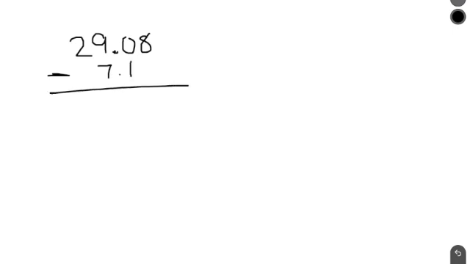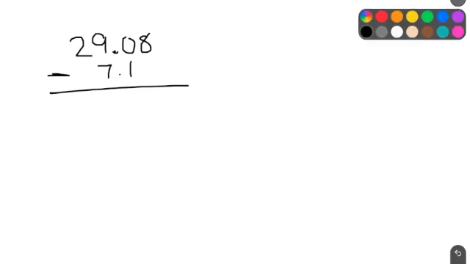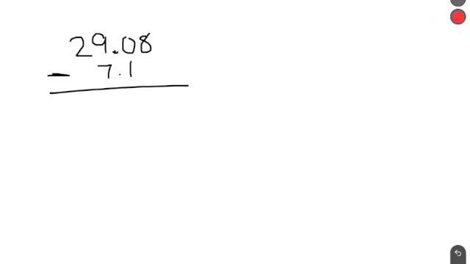So let's just say we had a decimal number of 29.08 and we want to subtract 7.1. What do we do there? If we recall, the very first thing we want to ensure is that the decimal point is always lined up together. So you see the decimal point here and the decimal point here are lined up together.